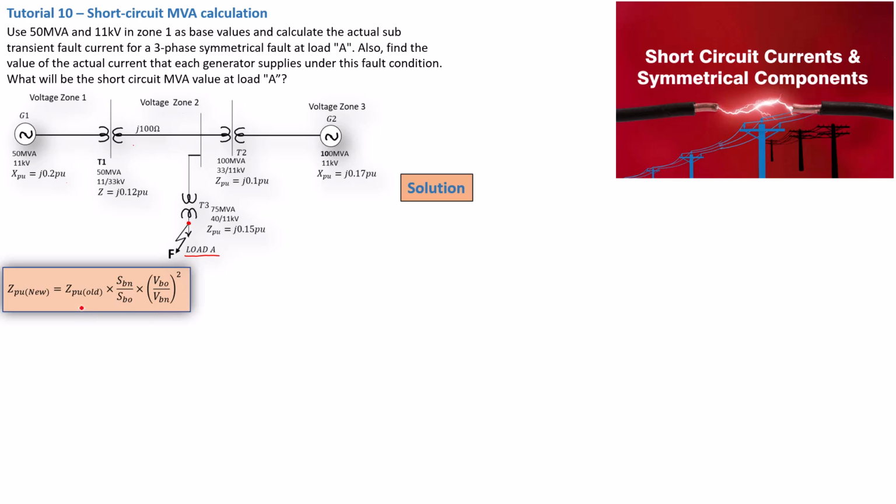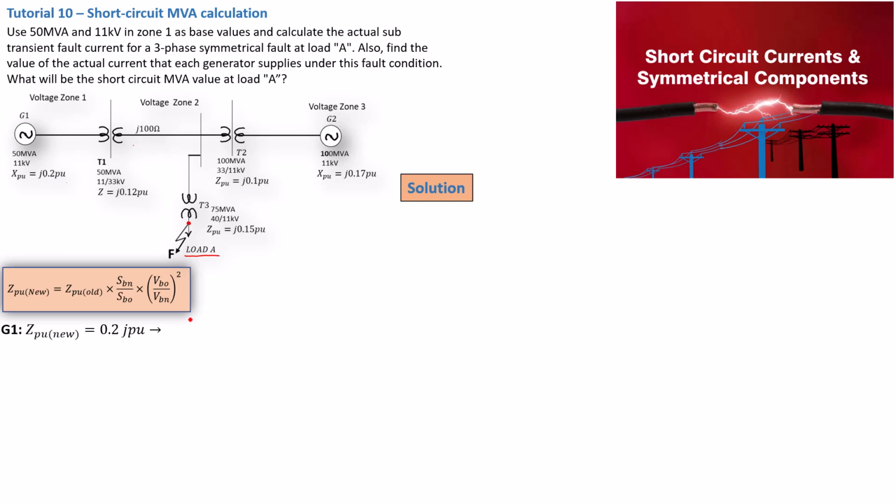Just note that the base voltages vary per zone, so they cannot remain the same, because remember, you are moving from generator voltage to transforming the voltage, stepping it up or stepping it down. So at any particular zone, you have to look at what the voltage is at that zone before you can proceed with your calculation.